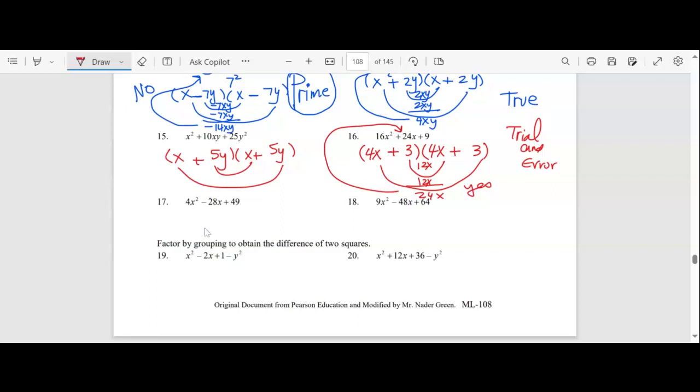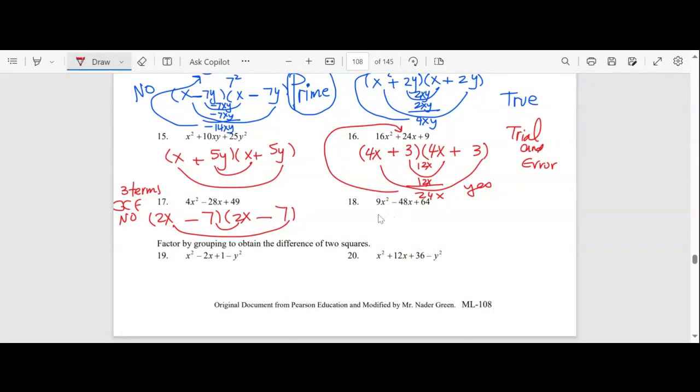Number 17. I have 4x squared minus 28x plus 49. We're going to do what? 2 parentheses because we have how many terms? 3 terms. Nothing is common, right? No GCF. Do we have GCF? No. So we're going to say 2x, 2x. 49 is 7 times 7, correct? Now, this is good. If you do the happy face, you get 14x, 14x. Does it give you 28x? Yes, and you need negative, negative.